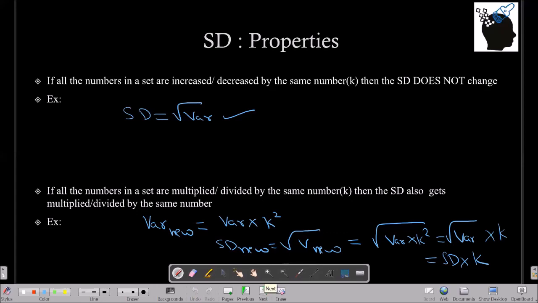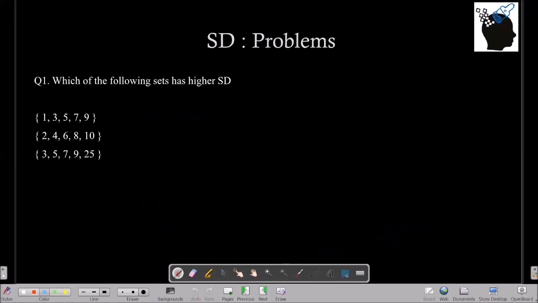Let's try out some problems on standard deviation now. Which of the following sets has higher standard deviation? So 3 sets are given to us. The first one is an arithmetic sequence because the numbers are equally spaced. So is the second one. The third set also looks symmetric, but we have one very big value.